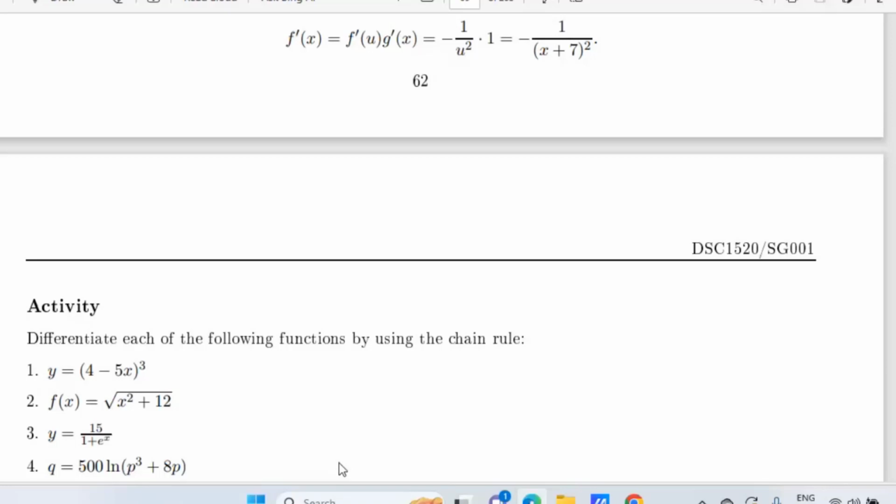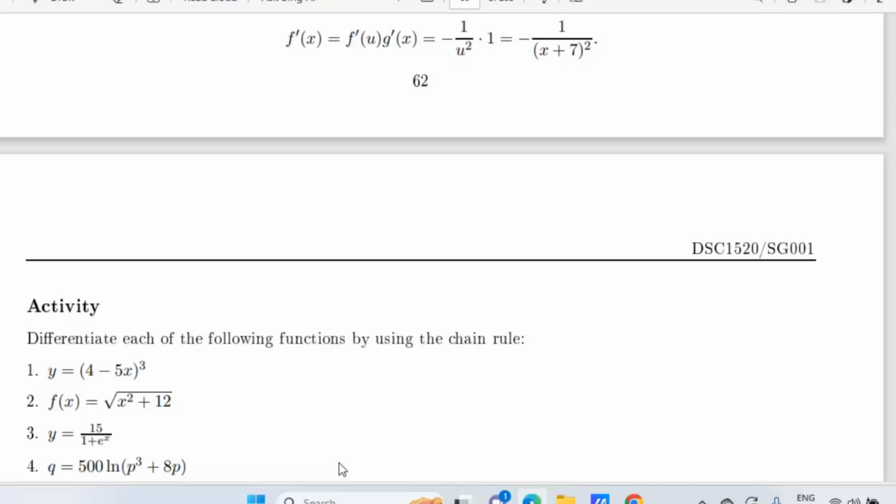Skosana and Brighton, please go ahead. Should we start from the first stage or should we give the answer? You can start at the answers. From my side, I'm getting f prime x is equal to 500 brackets 3p squared plus 8 over p cubed minus 8p.